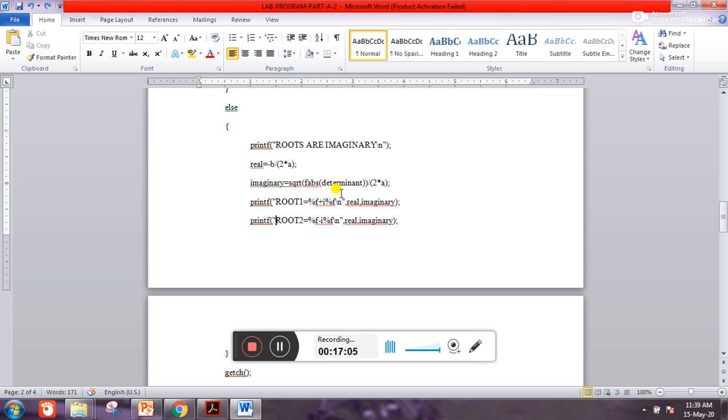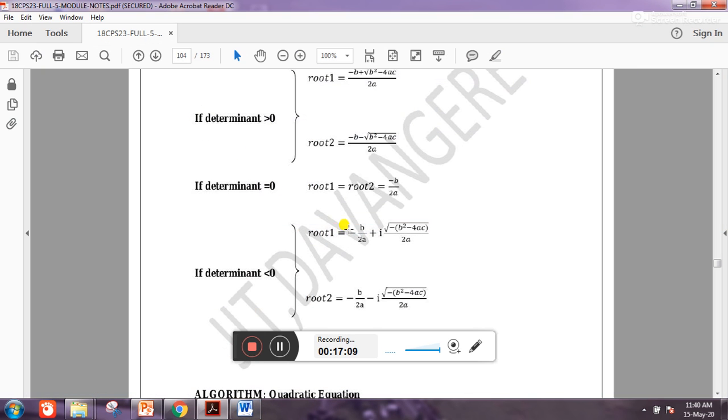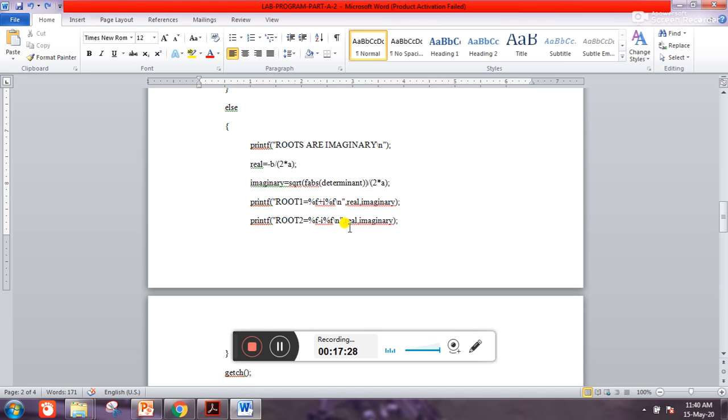So sir, why do we write it like this? In the sense that we have to print according to this formula. So minus b by 2a plus imaginary into square root of minus b. Why is minus mentioned here? Because this one is your fabs, so minus into minus becomes plus. That's fabs, absolute value: it converts plus into minus and minus into plus. So we printed it like this: percentage f plus I into percentage f.